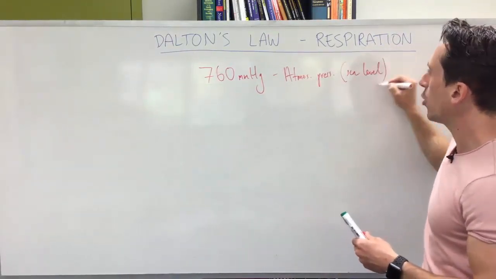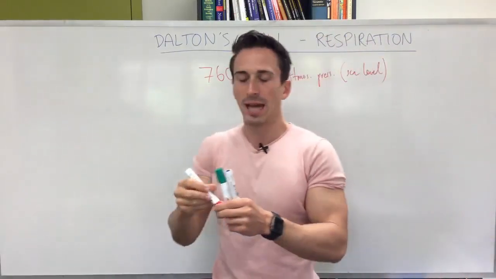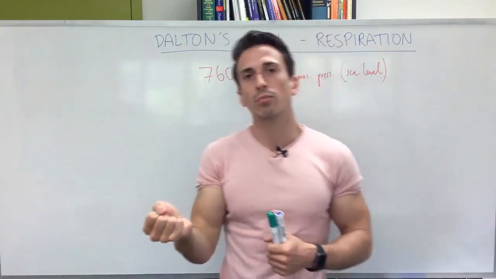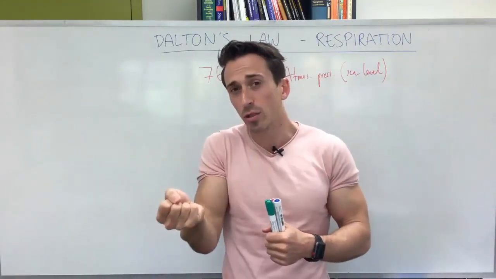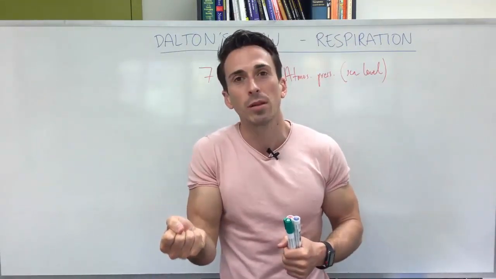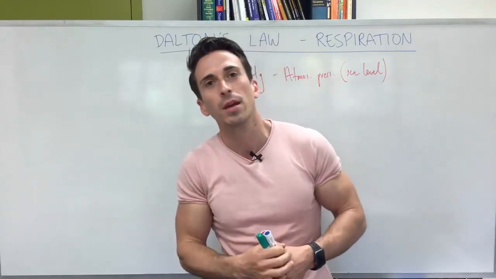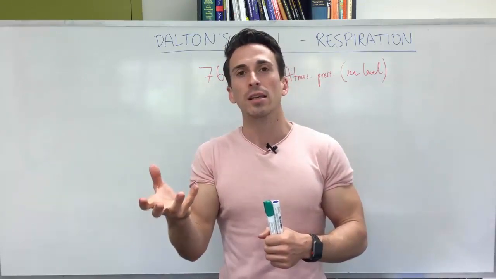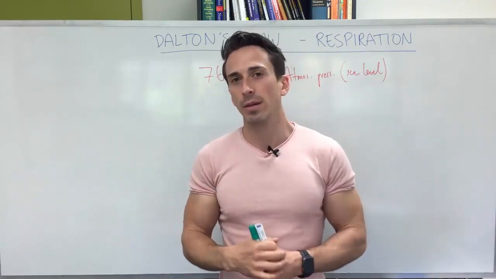Now you've probably heard of millimeters of mercury as a measurement of pressure before when we look at blood pressure. The systolic pressure at the strongest contraction of the heart is 120 millimeters of mercury within the arterial system. And if you look at the diastolic pressure when the heart relaxes, the pressure is around about 80 millimeters of mercury.